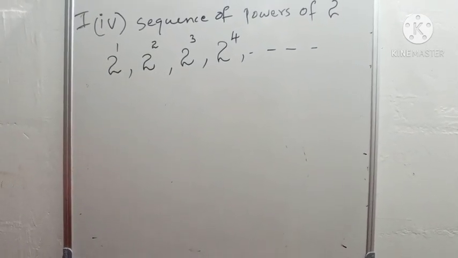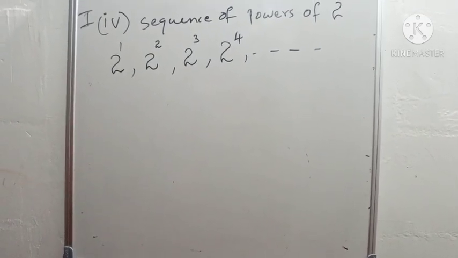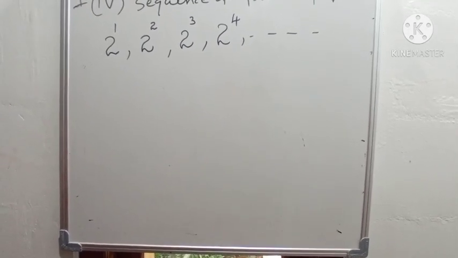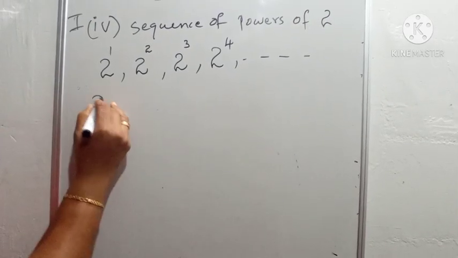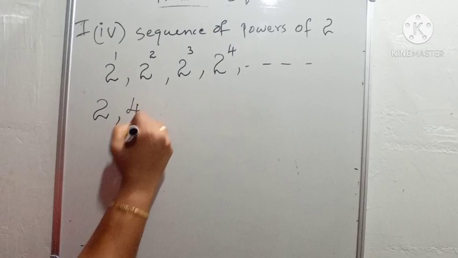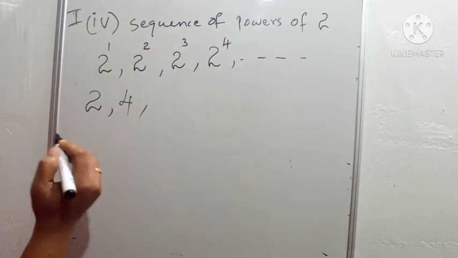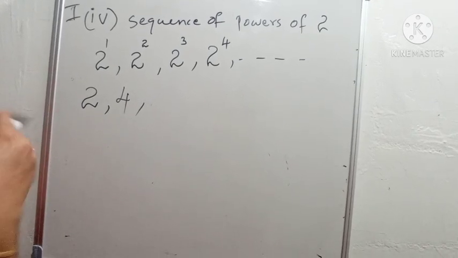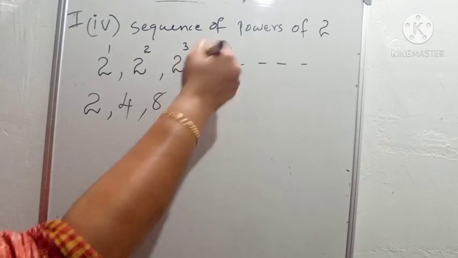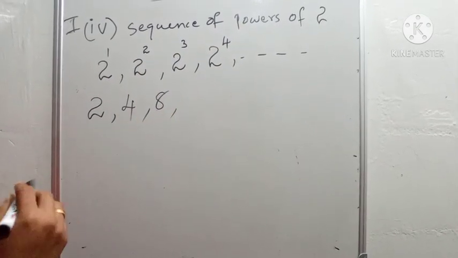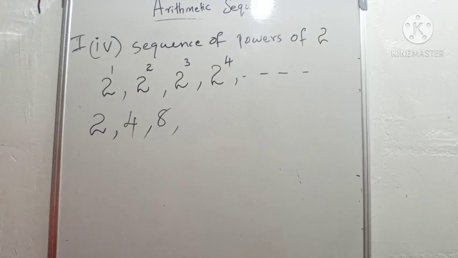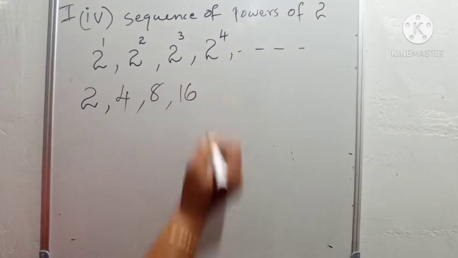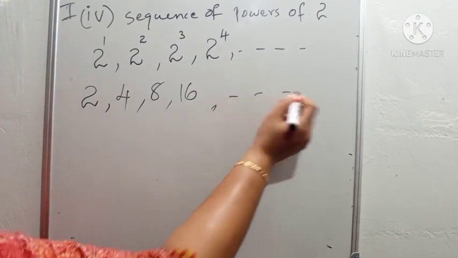So, what about 2 raised to 1? 2 raised to 1 is 2. Then what about 2 squared? 2 squared is equal to 4. What about 2 raised to 3? 2 raised to 3 is 2 into 2 into 2. That is 2 into 2 is 4, 4 into 2 is equal to 8. Then what about 2 raised to 4? 2 into 2 is 4, 4 into 2 is 8, 8 into 2 is equal to 16. So this is the sequence.